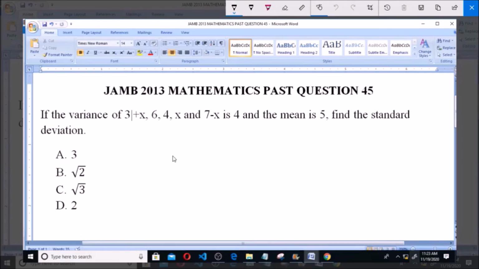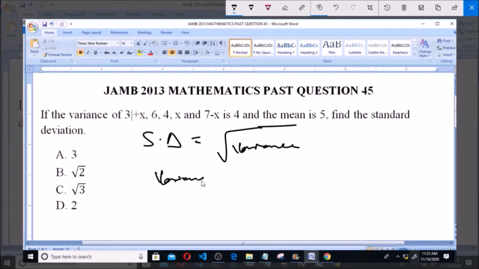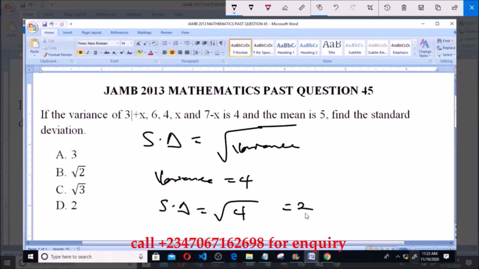Now, like we know, standard deviation SD is given as the square root of variance. Now we're already given the variance from this question to be what? Variance is equal to 4. Now that means that standard deviation SD is equal to the square root of 4, which is equal to 2. So the answer to this question is option D, 2.